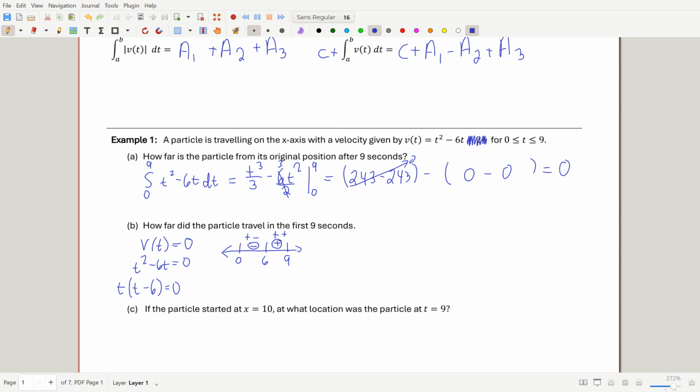So I'm going to make up two separate integrals. I'm going to integrate from 0 to 6, v of t dt. And whatever that result is, I want it to be positive, plus the integral from 6 to 9, v of t dt. It's moved this many units, and we know that it's going to be to the left, and it's moved this many units to the right. So now we've got two separate integrals to solve. We've got to do t cubed over 3 minus 3t squared.